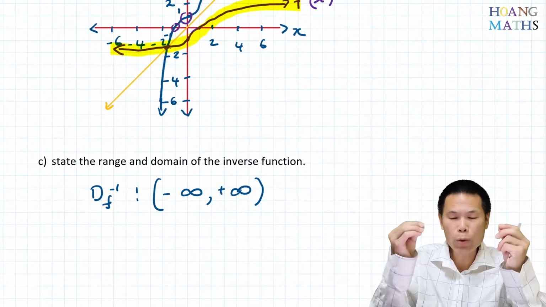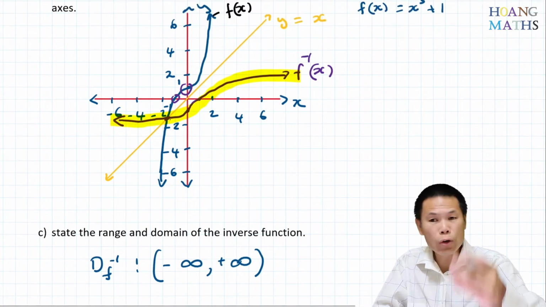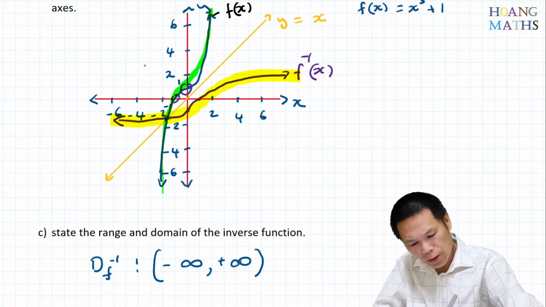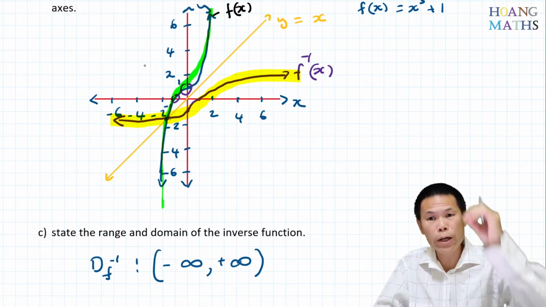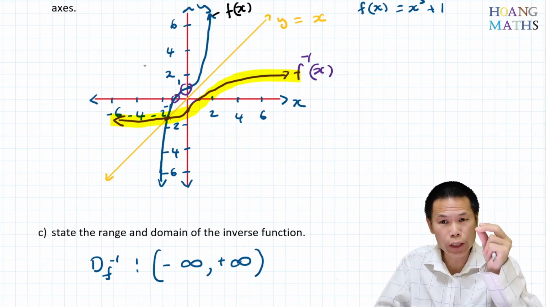Otherwise, you can look at the range of the function, which will also give you the domain of the inverse. You can look at the range here. The y values for the function can go from negative infinity all the way to positive infinity. So that is the range of the function, and it is also the domain of the inverse function.